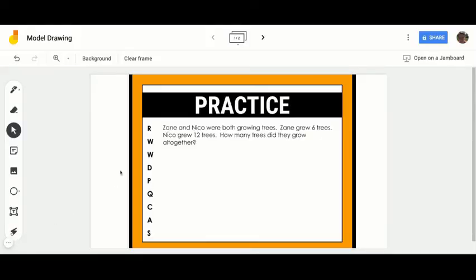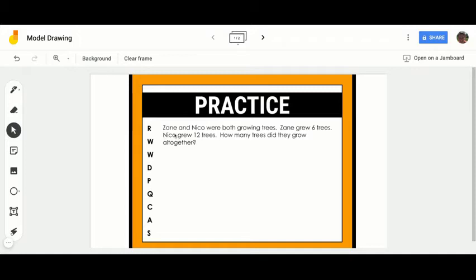So here we have our example, and you can see down the side, I have all of the steps for model drawing. So real wise workers do problems, quit complaining about it, silly. So we're going to go through each step, and as we complete them, we're going to check mark them so that we know we finished them. So the R stands for read the problem. So let's go ahead and read it.